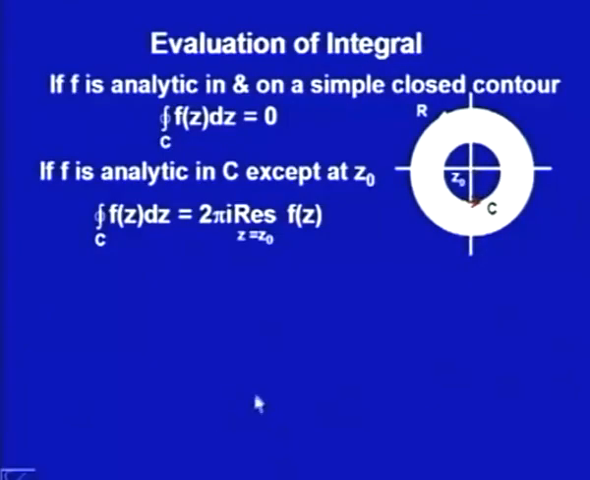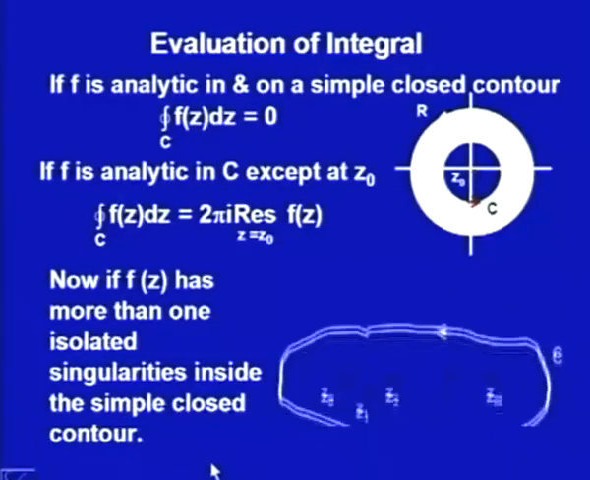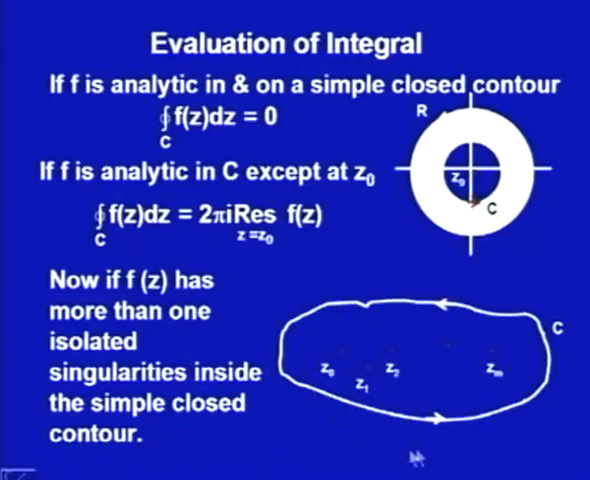Now, suppose inside this contour I have more than one isolated singularity in a simple closed contour, that is, I have to find the integration along this contour, and inside it the function has isolated singularities at the points z naught, z1, z2 and so on. Then what will happen? Can we still use the residue method? Yes, we can, but that we will do in the next class.